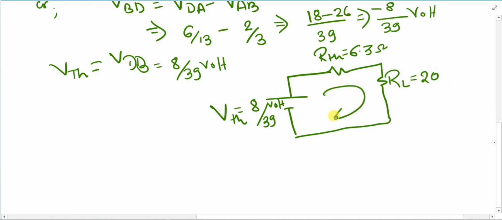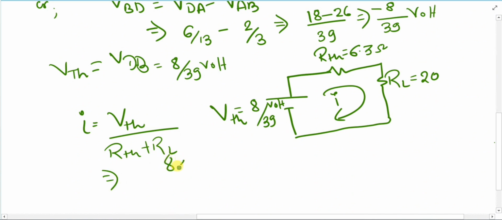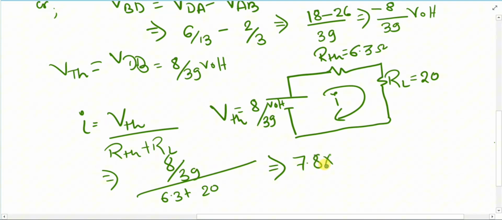Now let's identify the current I. I is equal to, as you know, V by R. For now, VTH upon RTH plus RL. Our VTH is 8 upon 39, and RTH is 6.3 plus 20 ohm. After putting the values, you will get 7.8 into 10 to the power minus 3 ampere.